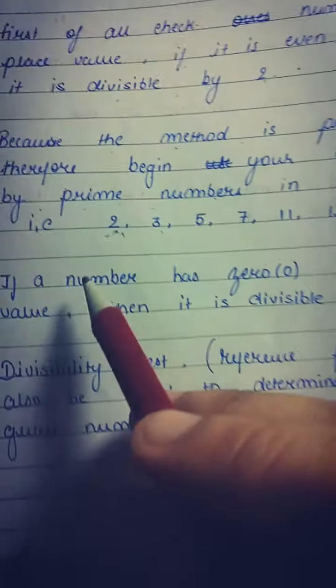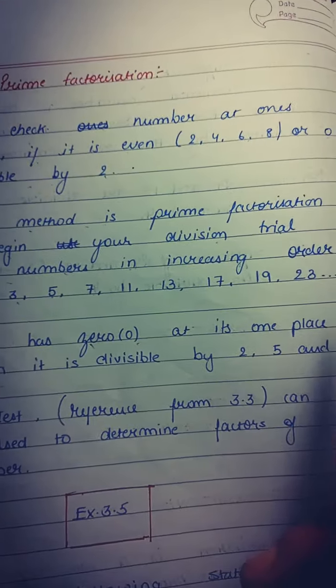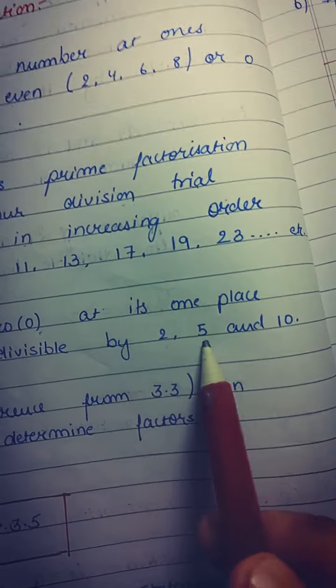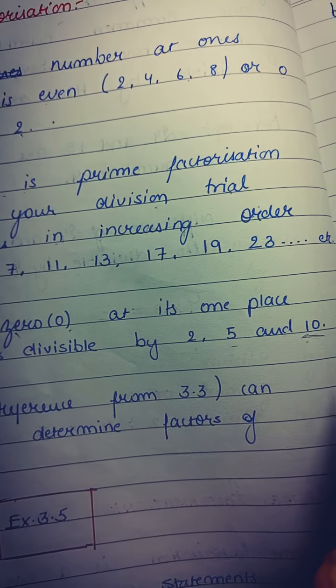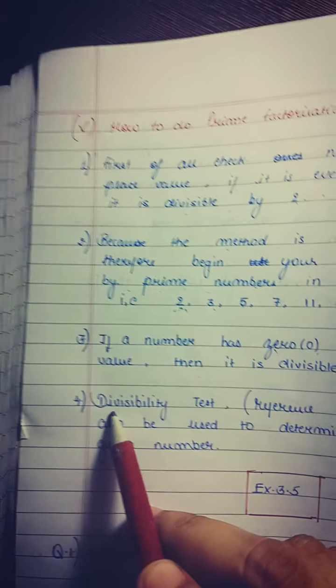Rule number 3. If a number has 0 at its units place value, ones place value, in that case it is divisible by 2, 5 and 10. Generally we do not use 10, but it's just for the knowledge that you can divide it by 10. Next, rule number 4.